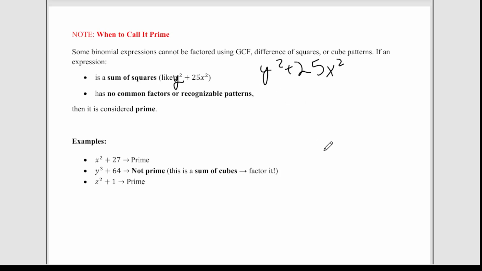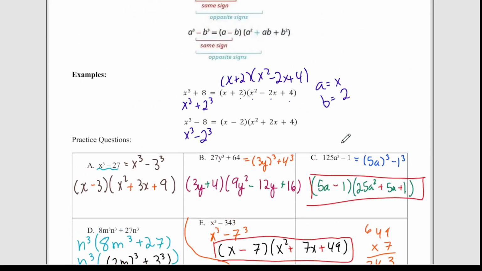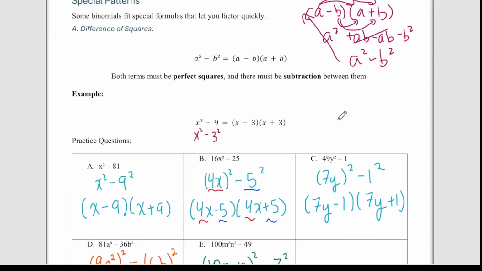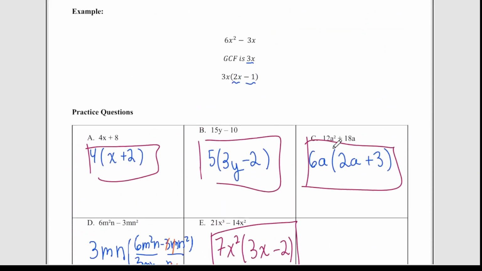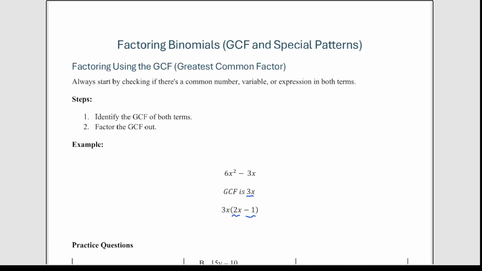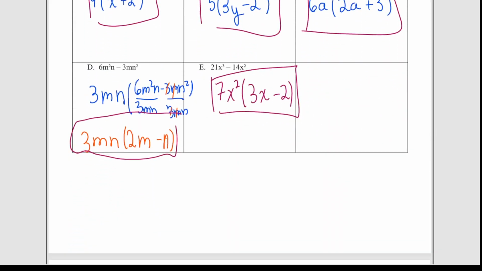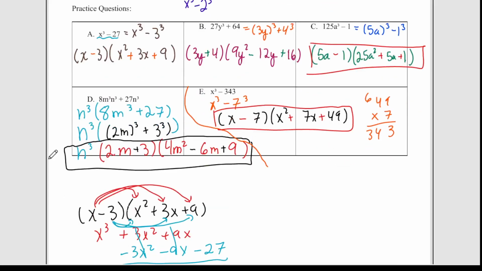So sum of squares, nothing special. Sum or difference of cubes, you're good. There is a special pattern. Difference of cubes, there's going to be a special pattern. And just no matter what, don't forget that you can still factor out a greatest common factor. And in fact, it's going to make even your special patterns be a little bit simpler if you factor out that greatest common factor first.